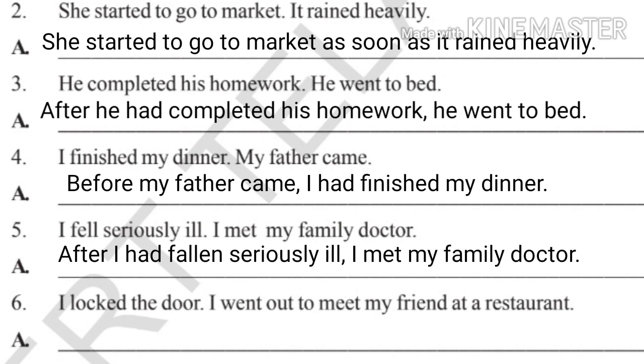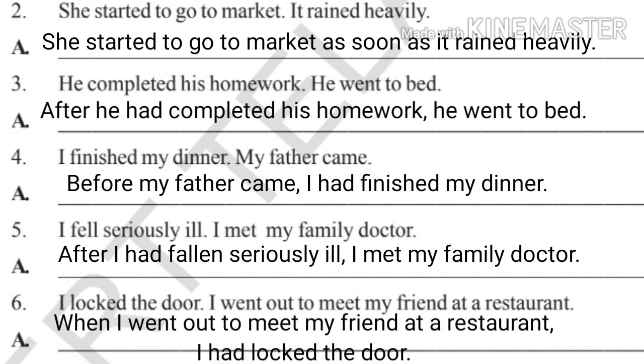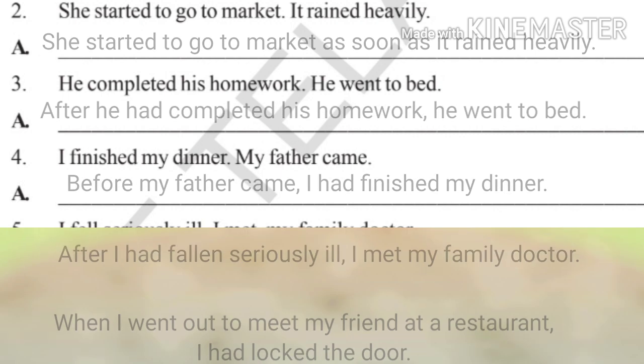So the last one: I locked the door. I went out to meet my friend at a restaurant. Let's join these two sentences using the linker when. So the answer is: when I went out to meet my friend at a restaurant, I had locked the door. I had locked the door because this is the earlier action. I locked the door and then I went out.